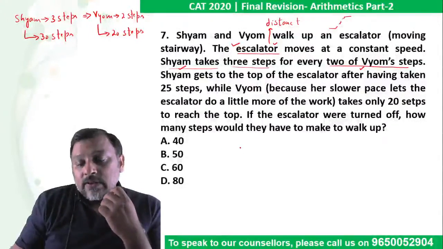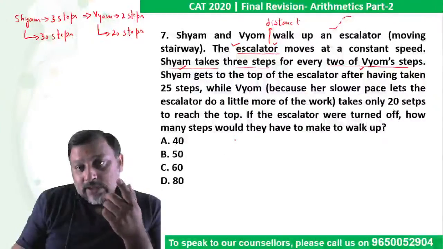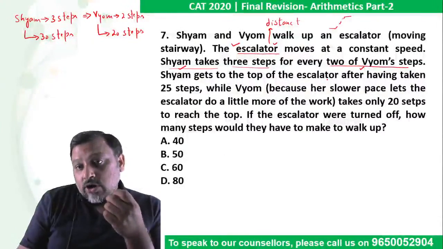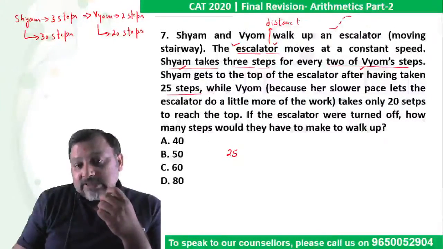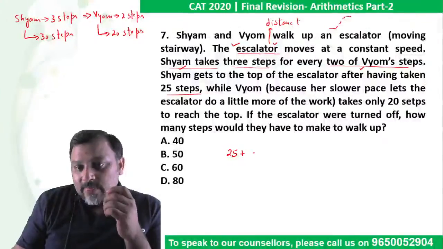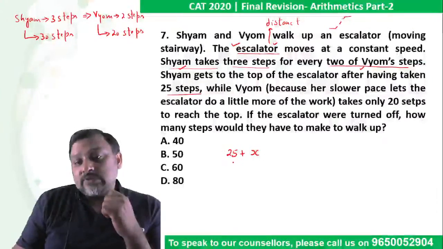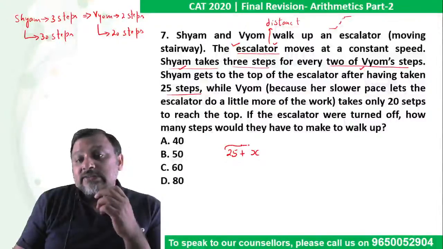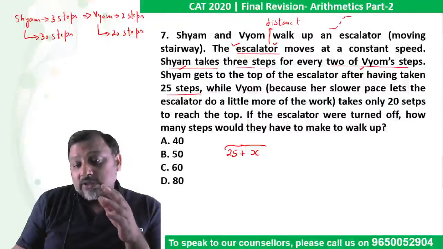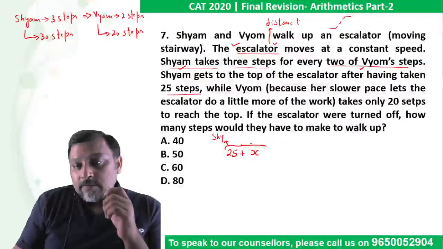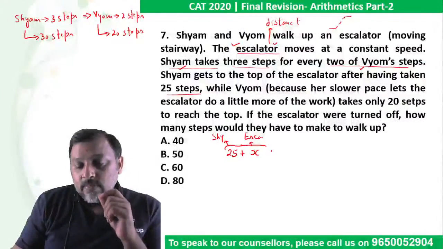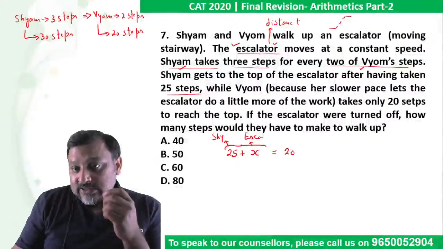So if I say Sham, and it is given, I think, Sham got to the top after having taken 25 steps. So 25 steps Sham has taken, and let us say in this same time, the escalator has taken x steps. So this is the total distance. That means this is what is required to be calculated. Distance covered by Sham plus distance covered by the escalator is the total distance, which should be equal to the distance covered by Vyom, which is 20 steps.